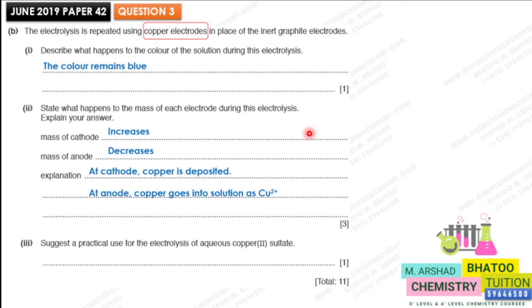Electroplating, or we can also say purification of copper. These are two applications of electrolysis, in particular electrolysis of aqueous copper(II) sulfate using copper electrodes. C'est bon? Question numéro 4 maintenant.